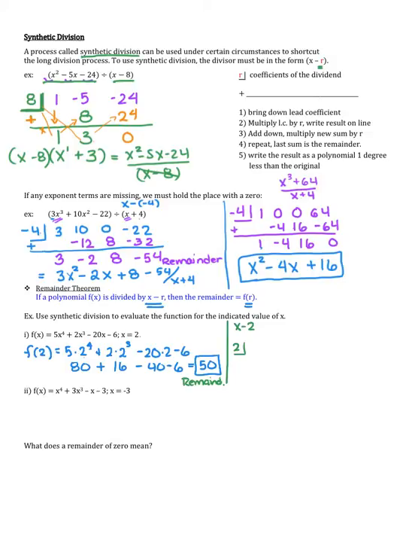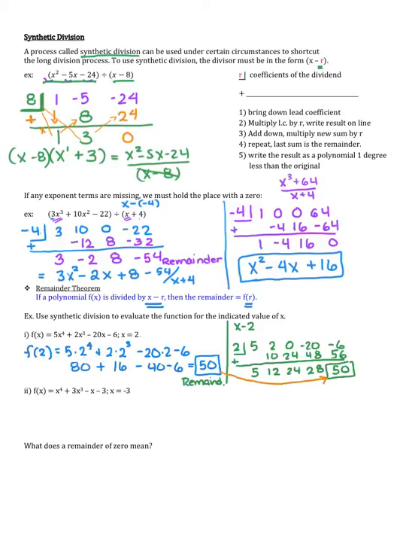So 2 goes in the box. My coefficients are 5, 2, I do not have a squared term, negative 20, negative 6. We're going to do it synthetically. So there's a plus here. We bring down the 5. 5 times 2 is 10. Add 12. 12 times 2 is 24. Add 24 times 2 is 48. That's going to give me 28. 48 minus 20. 28 times 2 is 56. 56 minus 6 is 50, voila. Notice these are the same numbers.